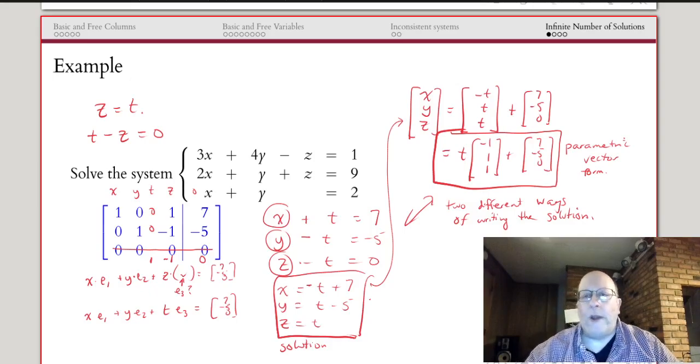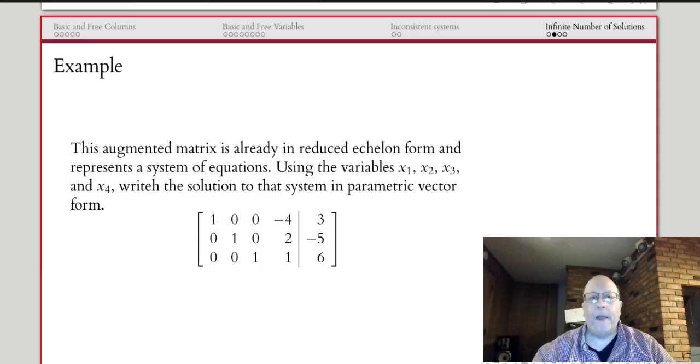And you should be able to recognize both of them. So what I want to do with the rest of the video is let's get some practice writing some parametric vector form. Okay? So here's another example.